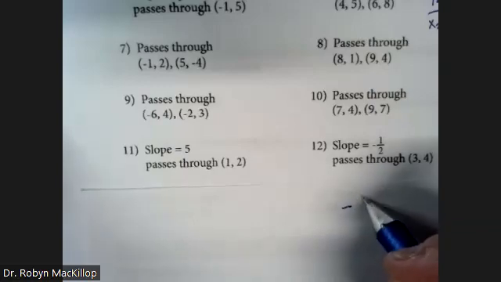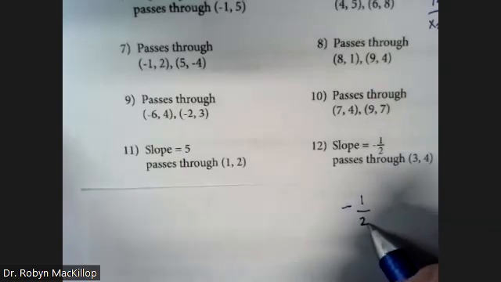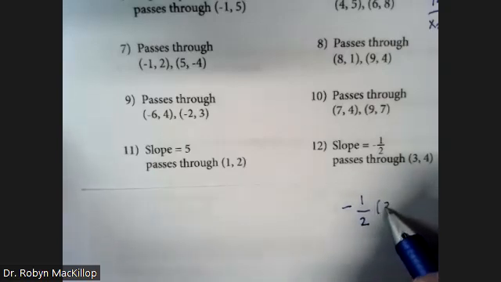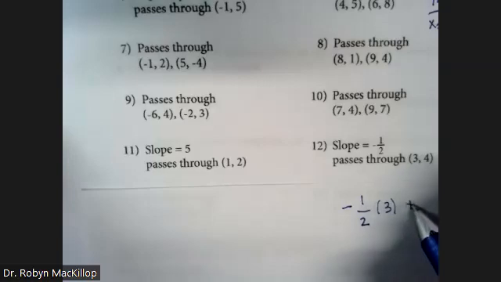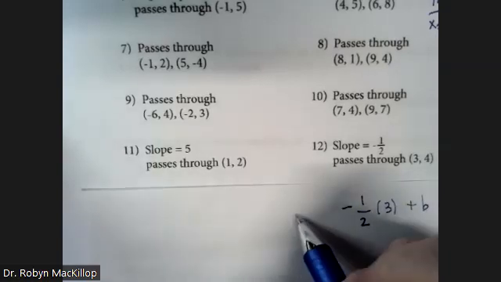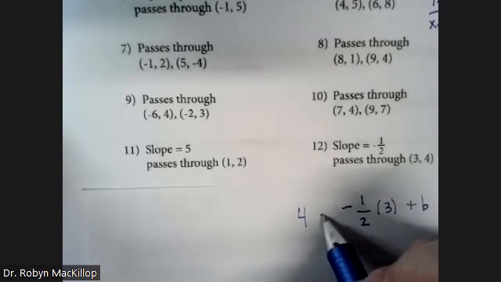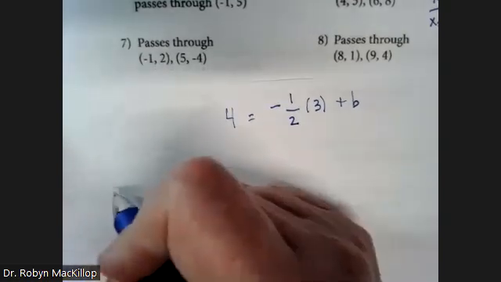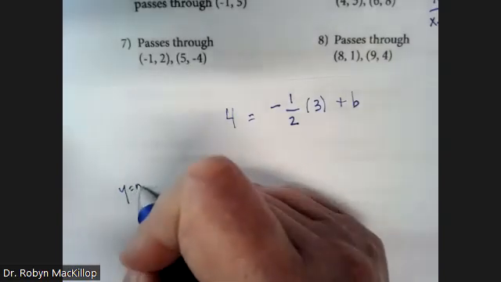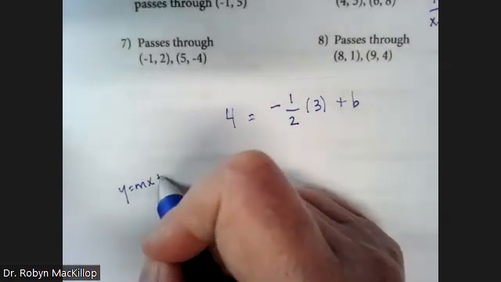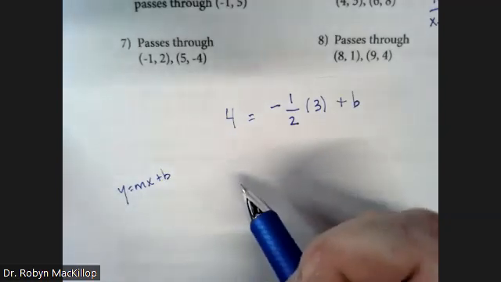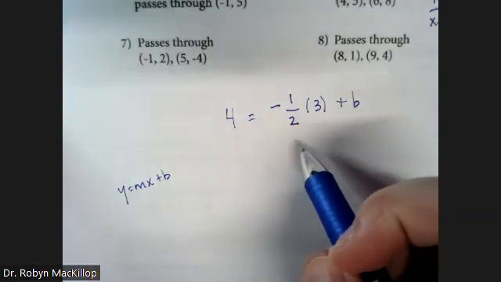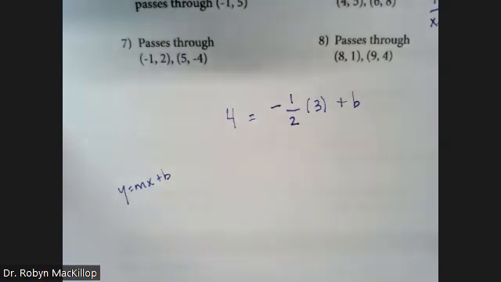Number 12, where our slope is -1/2. Our x is 3. We don't have our y-intercept yet, and our y is 4. All right. And this is our y equals, you'll get so sick of writing this. So -1/2 times 3.